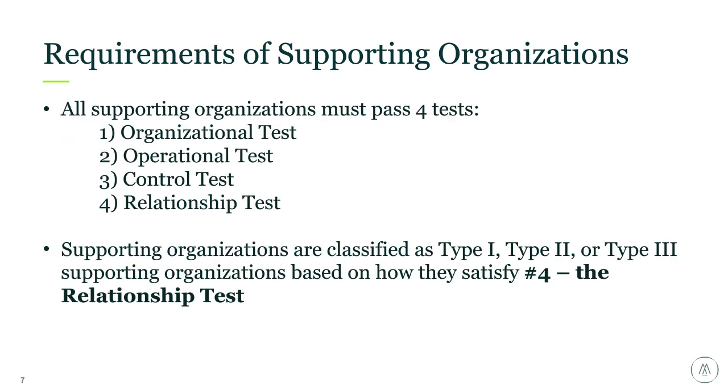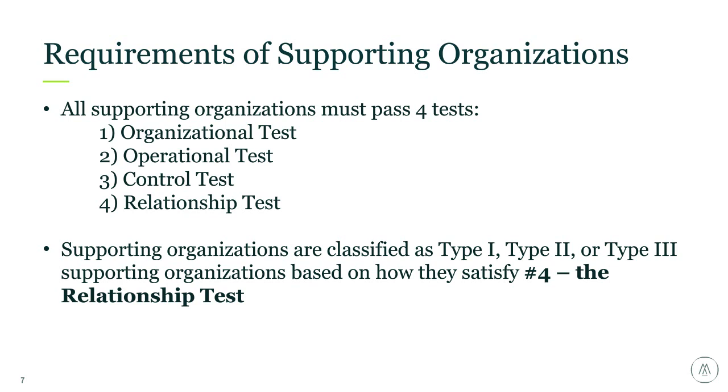Moving on to discuss the various requirements of supporting organizations. Now, to qualify as a supporting organization described in 509(a)(3), an entity must meet four tests: one, the organizational test, two, the operational test, three, the control test, and four, the relationship test. We'll go into each of these tests in more detail one by one, but in general, the organizational and operational tests require the supporting organization to be organized and at all times operated for the benefit of, to perform the functions of, or to carry out the purposes of one or more specified supported organizations.